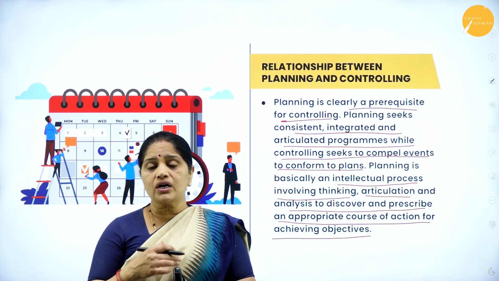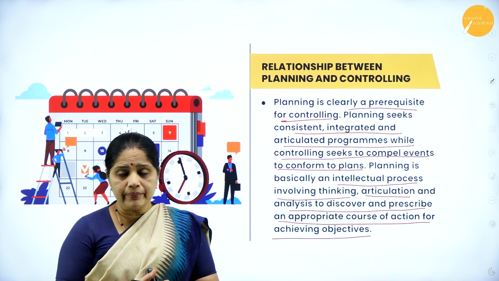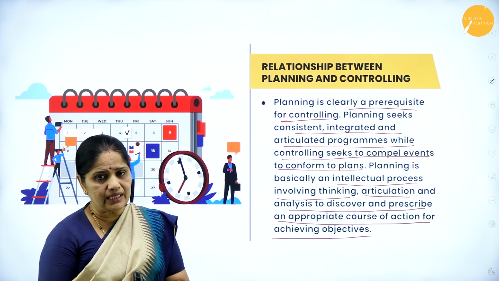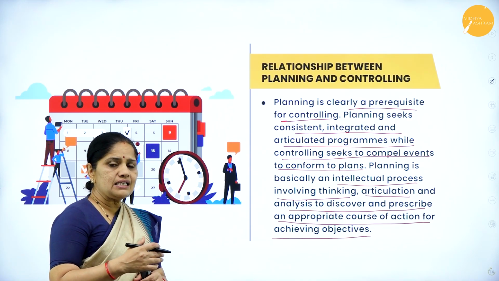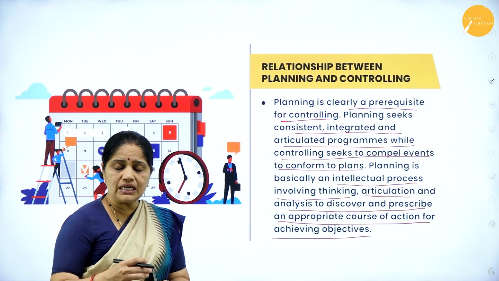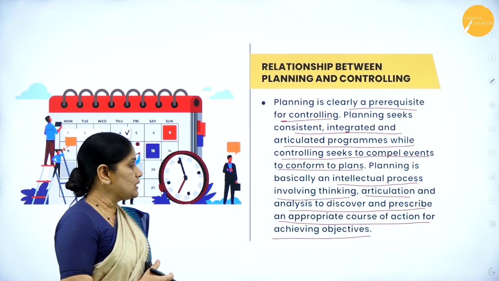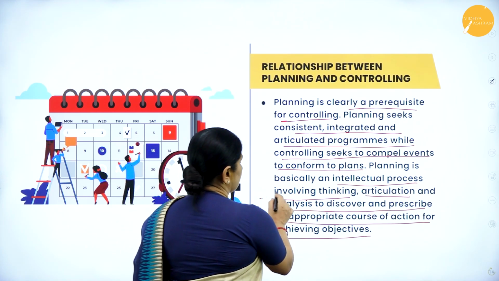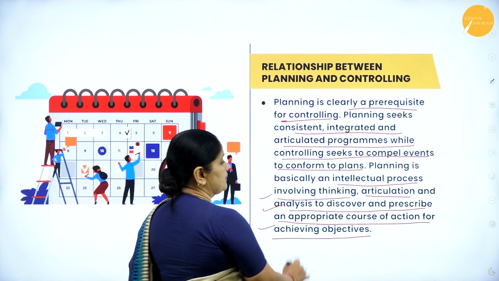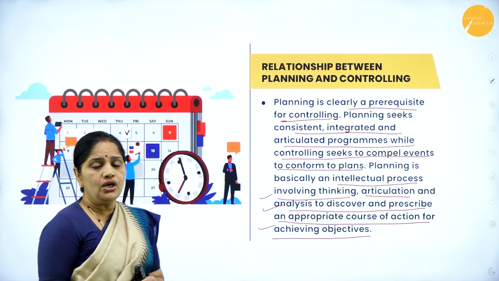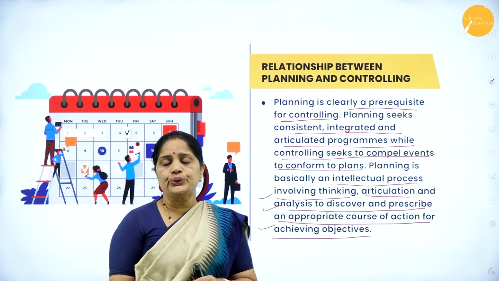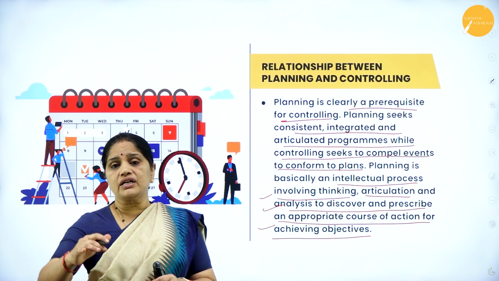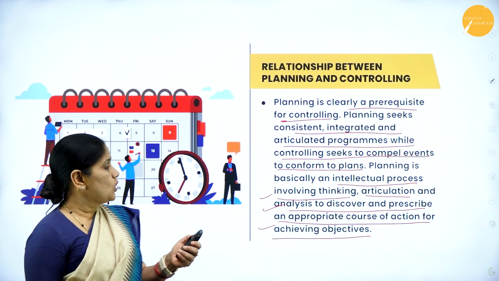So we decide what we have to do in future, and based on those future plans, we will be putting the standards or setting the steps, or we will be choosing that path which will take us to that goal. So it involves thinking, articulation, analysis and prescribing the appropriate course of action. So when we have decided to do something, then we will be selecting that course of action which will lead us to our goal.